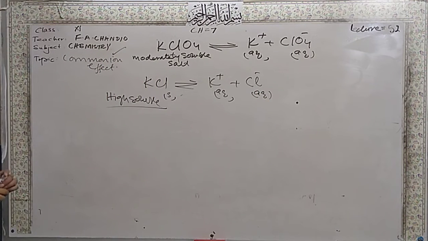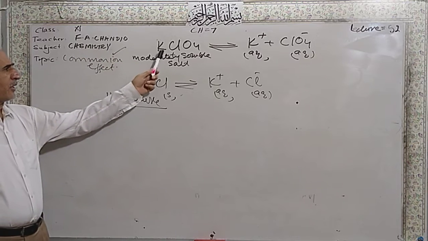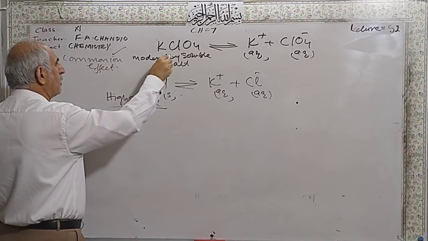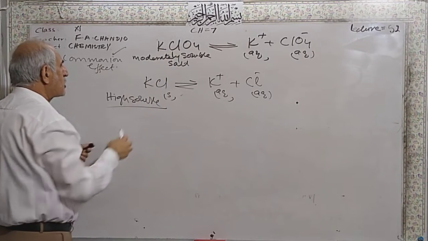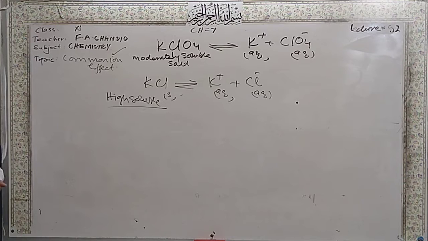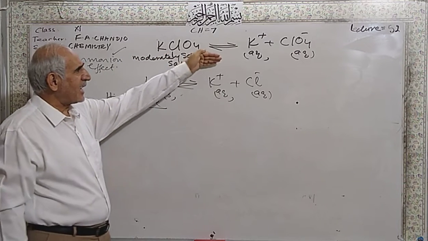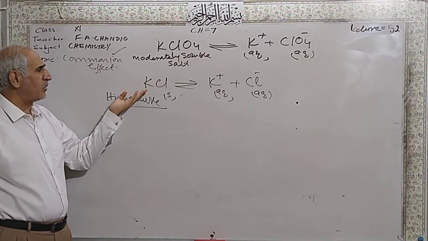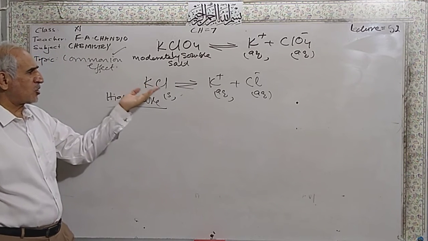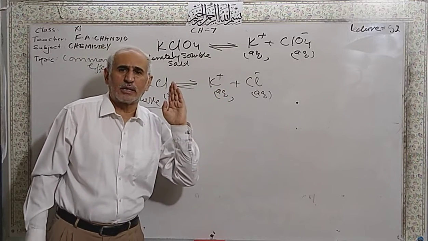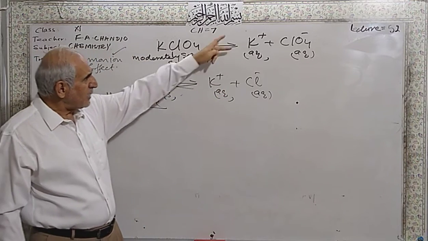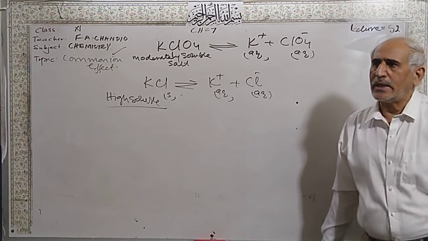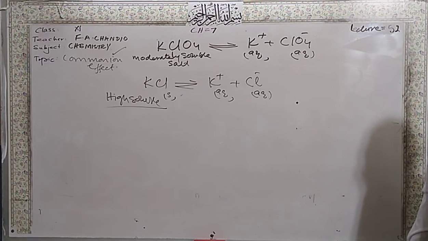Same situation here. You have a moderately soluble salt, potassium perchlorate, which gives fewer potassium and perchlorate ions, and highly soluble potassium chloride, which dissociates completely into potassium and chloride ions. You should see that potassium is a common ion here. The potassium ion is a common ion.